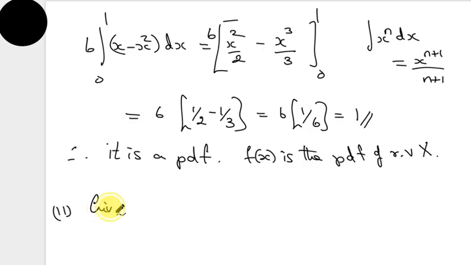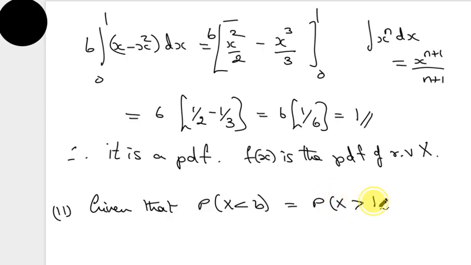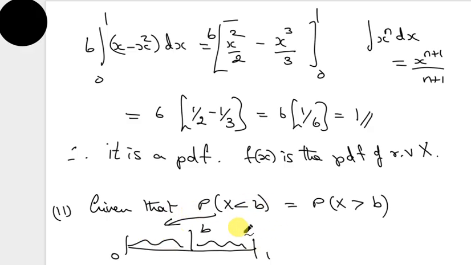What is given? It is given that probability of x less than b equals probability of x greater than b. Now look at this. I am running from 0 to 1. I assume b is lying somewhere here. So this portion and this portion, from 0 to b and from b to 1, will be the corresponding regions for probability of x less than b and probability of x greater than b. So by the given condition, we have integral 0 to b f of x dx equal to integral b to 1 f of x dx.